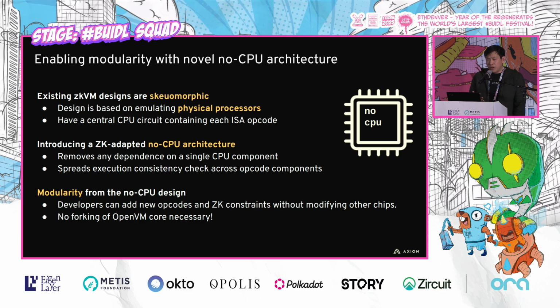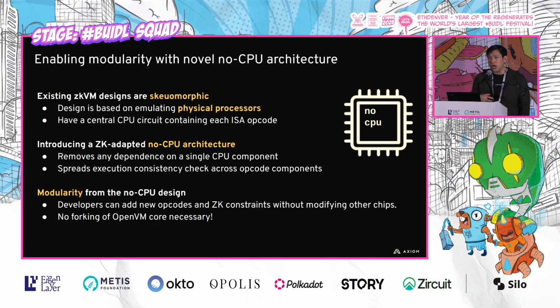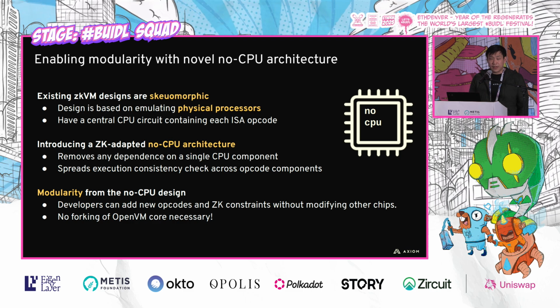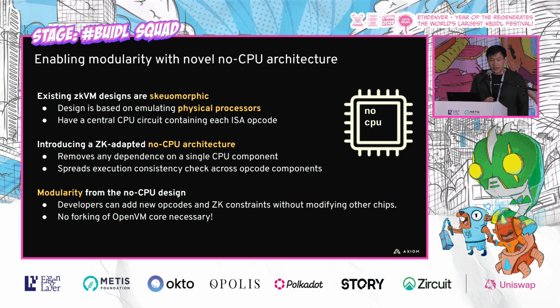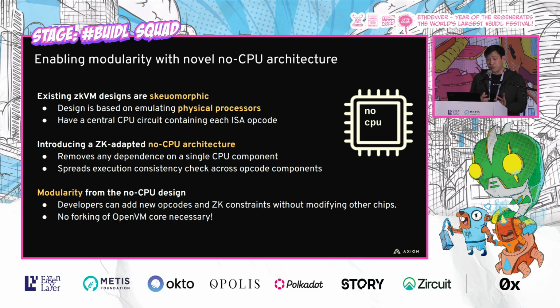So with OpenVM, we've introduced a new way to verify execution, which we're calling a no CPU architecture. And the core feature is that it does not have a CPU circuit. Instead, the execution consistency check is spread out between the circuits for all of the opcodes.